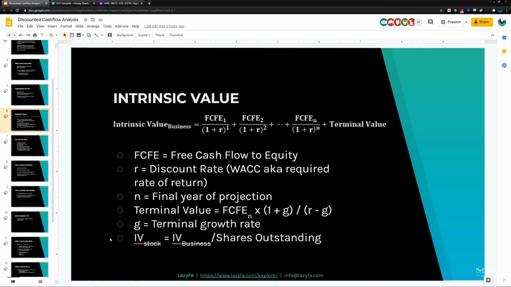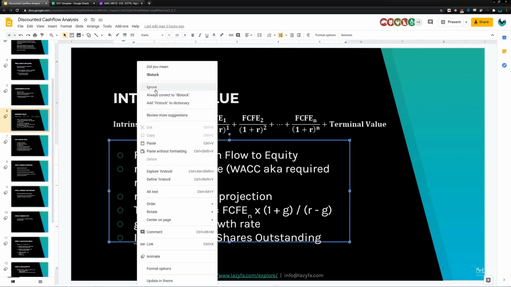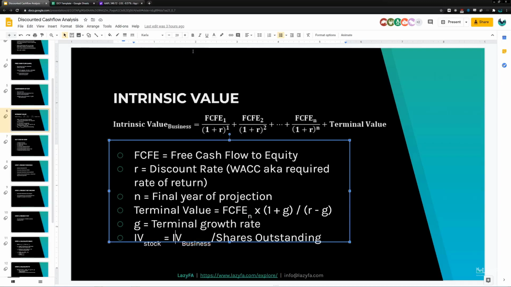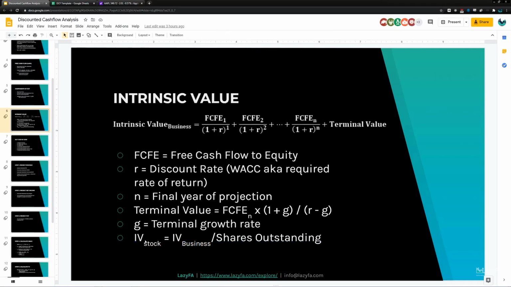And then in order to figure out what the intrinsic value of the stock is, we're just going to divide the intrinsic value of the business by shares outstanding. So that's what this whole thing is trying to get to, is we're trying to figure out what the dollar amount of the business is. And then we will take that and divide it by shares outstanding in order to get share price.